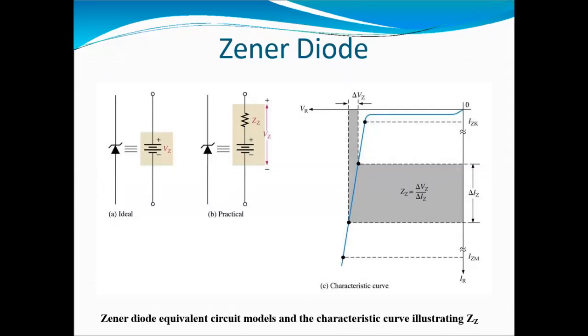Next, here the Zener diode symbol is shown. Diagram A, the ideal diode, with its equivalent circuit diagram. Diagram B, practically, the Zener diode symbol is equivalent to one resistor and one diode. Practically, every diode internally consists of some resistance, even silicon, germanium or Zener diode. For example, draw the equivalent circuit of the Zener diode: nothing but some resistor is there.